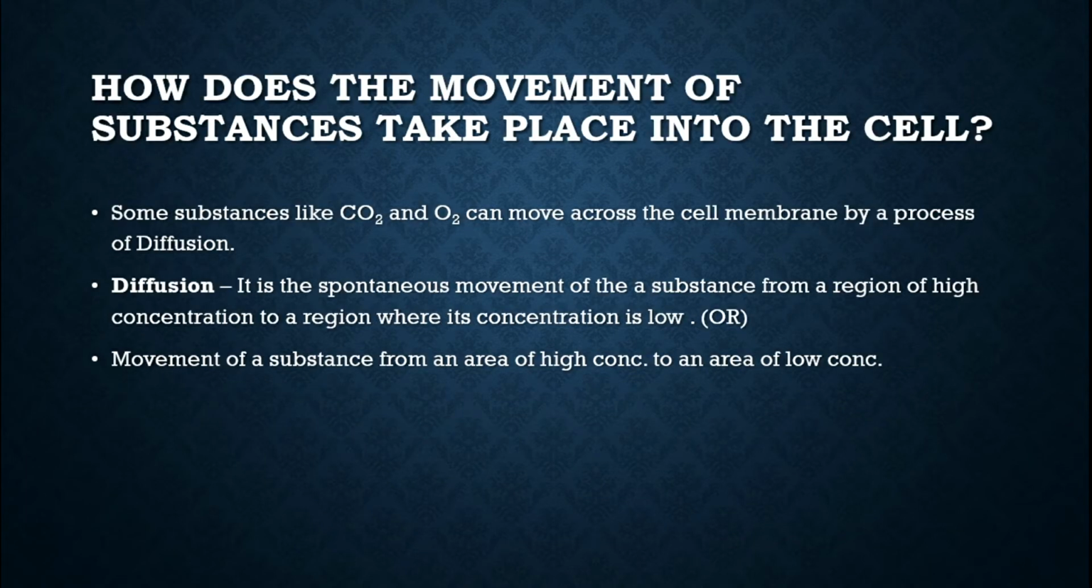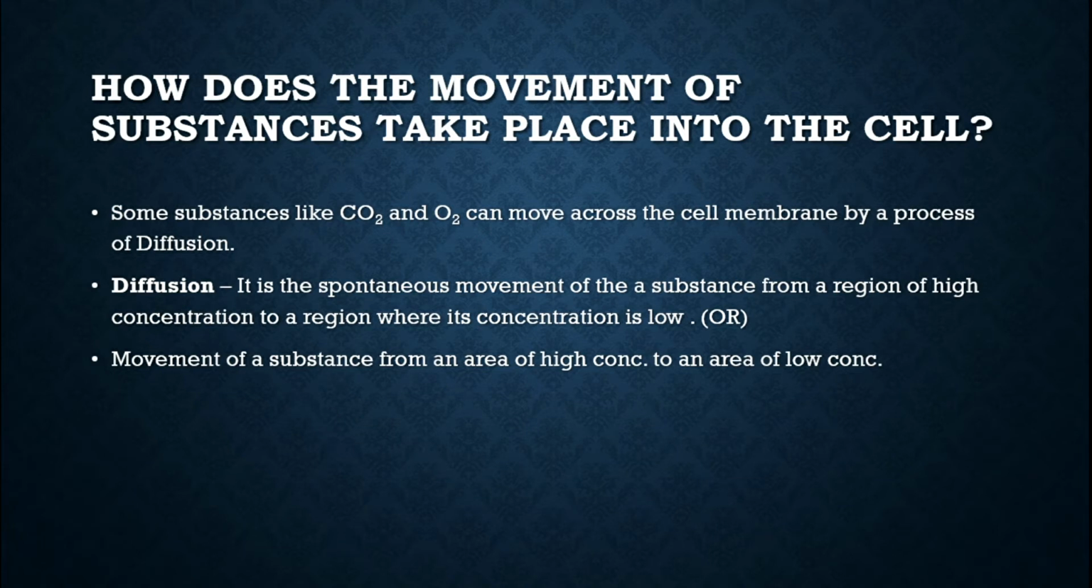Now how does this movement of substances take place in the cell? Some substances like carbon dioxide and oxygen move in and out of the cell membrane. This process is known as diffusion. Looking at the definition, it is a spontaneous movement, meaning a very sudden movement, of a substance from a region of high concentration to a region where its concentration is very low. In simple words, it is the movement of a substance from an area of high concentration to an area of low concentration.